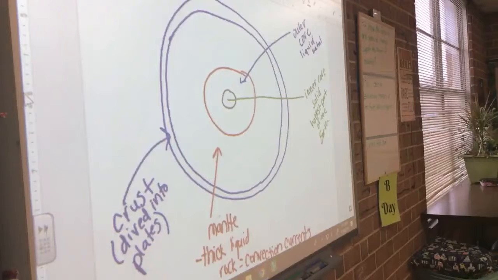Convergent. Convergent boundaries. We have two tectonic plates moving together. And if neither one of them goes down, they both smash into each other. This is going to cause mountain chains. Like the Appalachian Mountains, like the Himalayan Mountains.